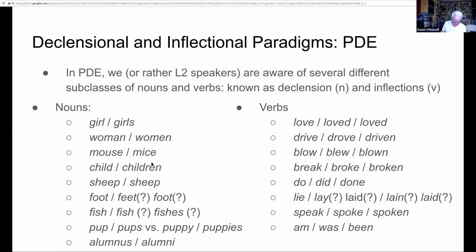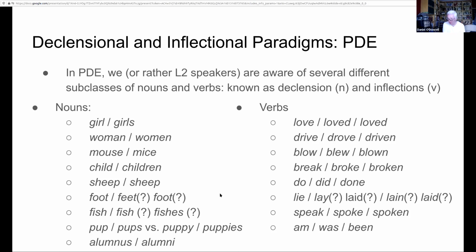And then you've got words like pup, pups, or puppies. I mean that by words that end in Y and then IES in the plural. And then you've got other strange ones like, for example, alumnus and alumni, syllabus and syllabi, alumna and alumnae, those kind of things.